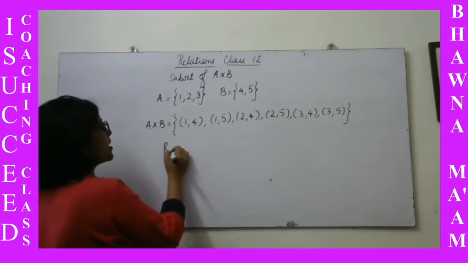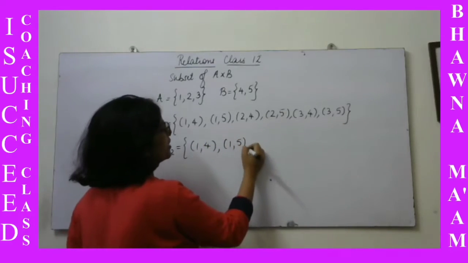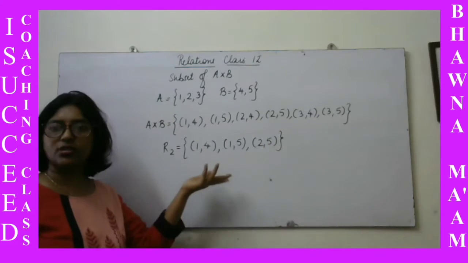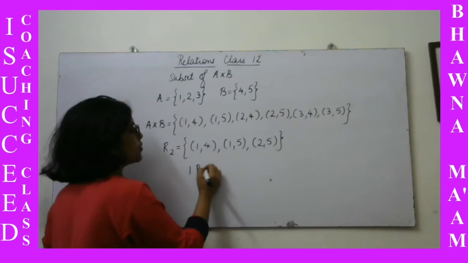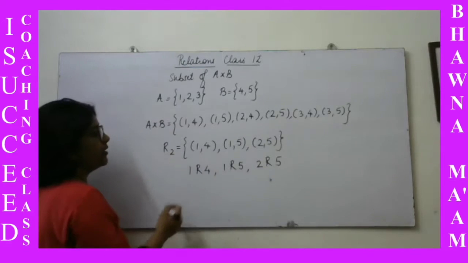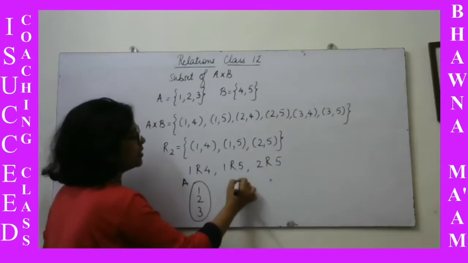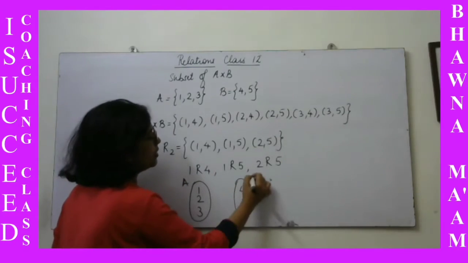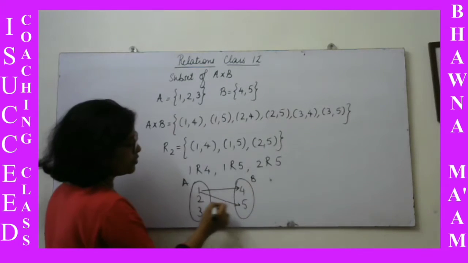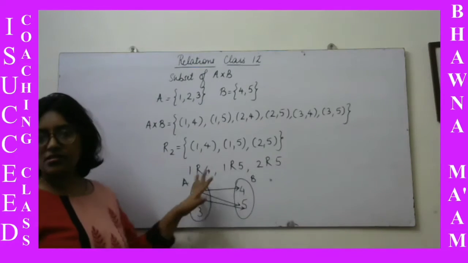Let us take one more example, say R2, and I will take 1, 4, 1, 5 and say 2, 5. Okay, this is one more subset of A cross B, so it is also a relation. So this can be written as 1 related to 4, 1 related to 5 and 2 related to 5. And we can write or draw the arrow diagram as writing A in the first set, elements of B in the second, and mark an arrow for those which are related. 1 related to 4, 1 related to 5 and 2 related to 5. Okay. So in this one, these elements are related.